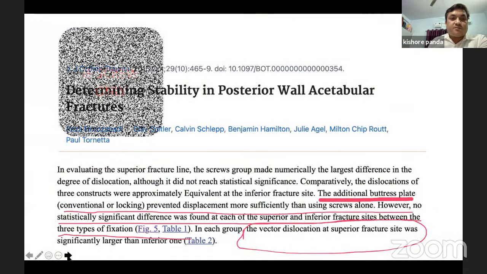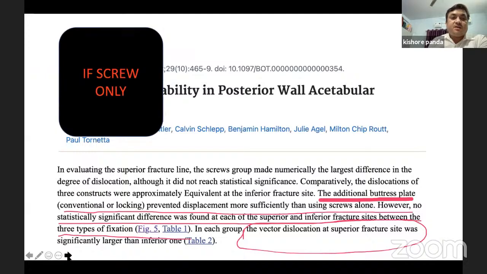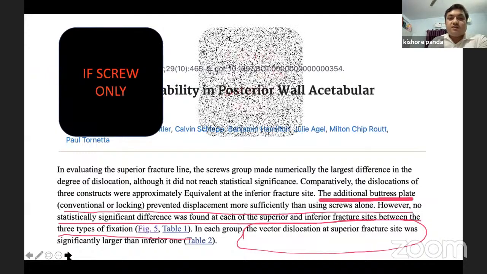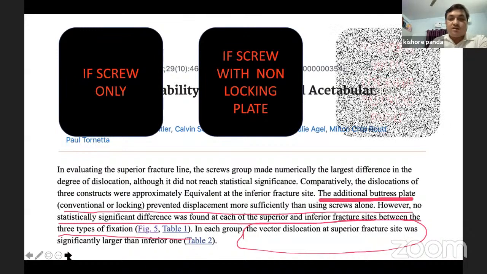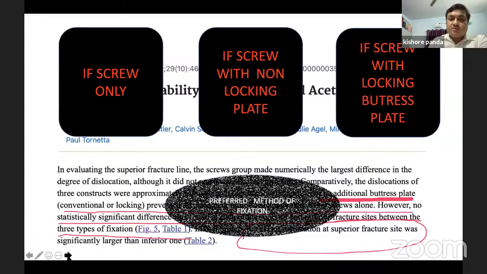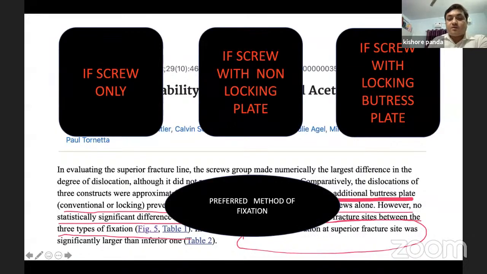So this is a wonderful study. They have studied biomechanically the interfragmentary screw only. Then they have studied the interfragmentary screw with the non-locking plate, and the interfragmentary screw with the locking plate. But unanimously, they have concluded that the IF screw with the non-locking plate is statistically significant for stability. So the preferred method of fixation is the IF screw with the buttress plate. But when they compared locking and non-locking, there is not much statistical significance.